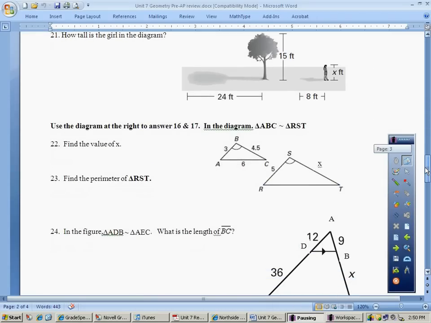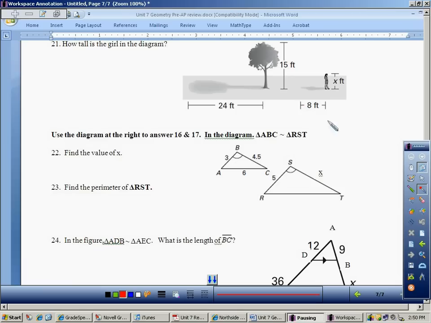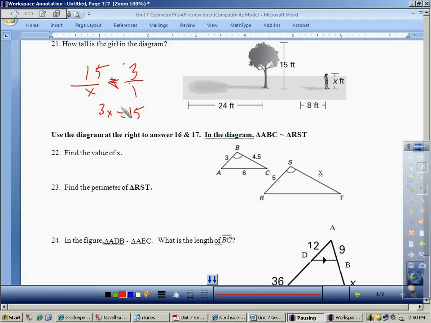Similar situation down here below in number 21. I just compare corresponding parts. 15 to x, height of the tree to the height of the girl, would be the same as the shadow of the tree to the shadow of the girl. Again, I recognize the ratio here, 24 to 8 is 3 to 1. So 3x equals 15 when I cross multiply, and x is equal to 5.